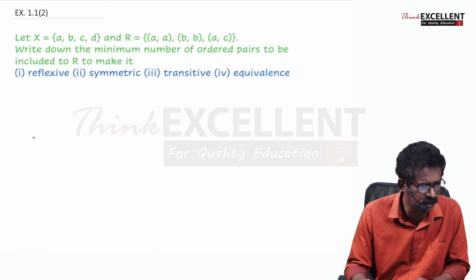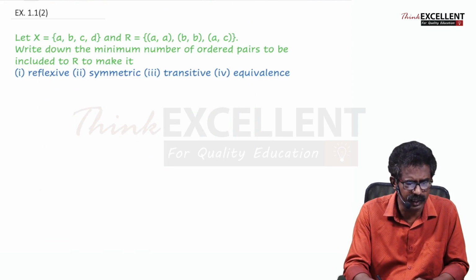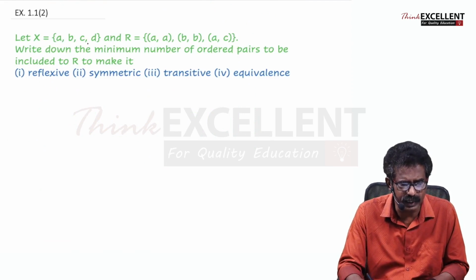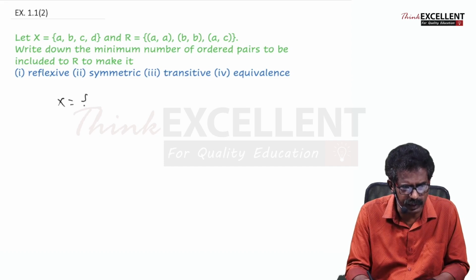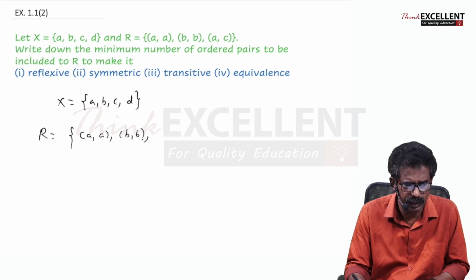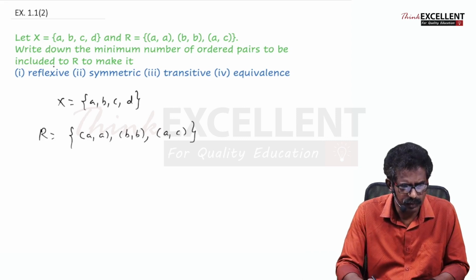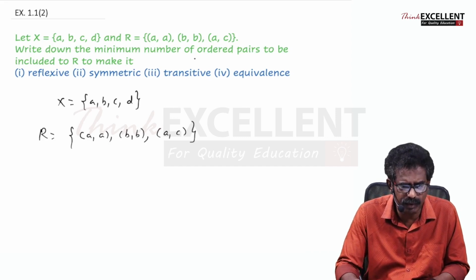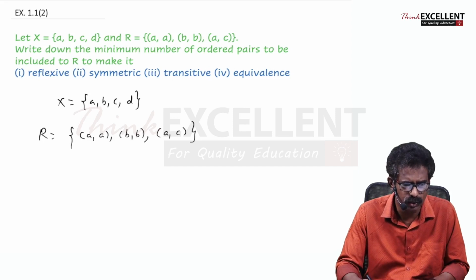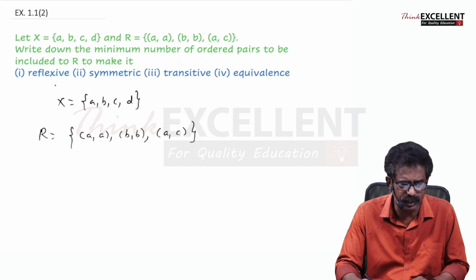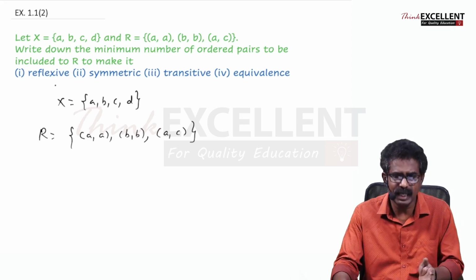Now we go for the next question. Listen, it's a very good question. Listen carefully. X equal to {A, B, C, D}. R is a relation, they have given a relation here: (A, A), (B, B), (A, C). Now, write down the minimum number of ordered pairs to be included in R to make it reflexive, symmetric, transitive. Okay, so one relation is given.